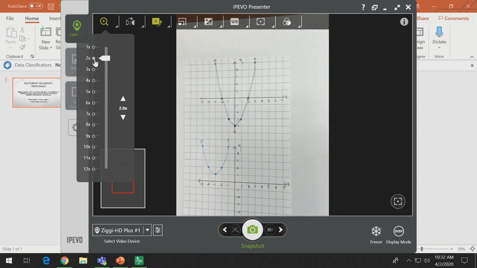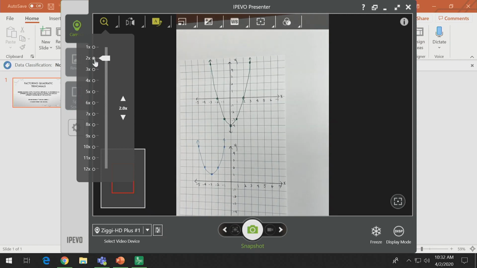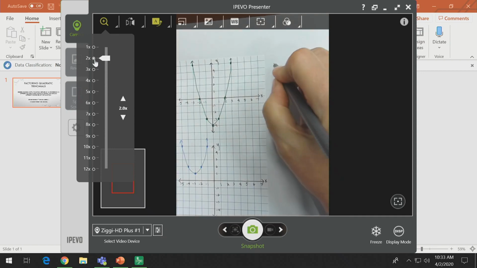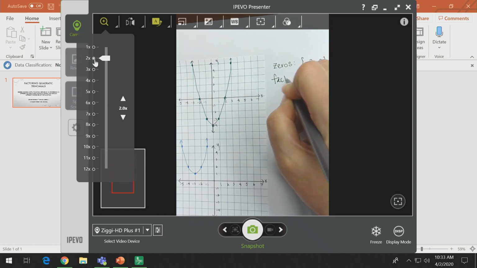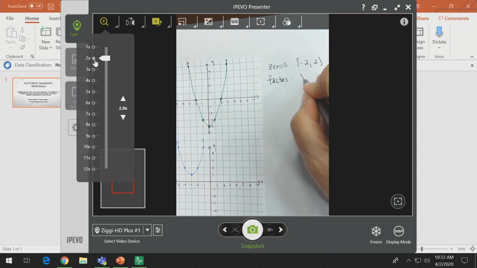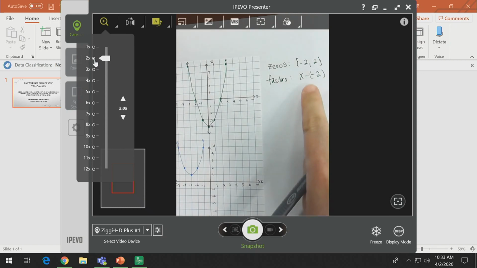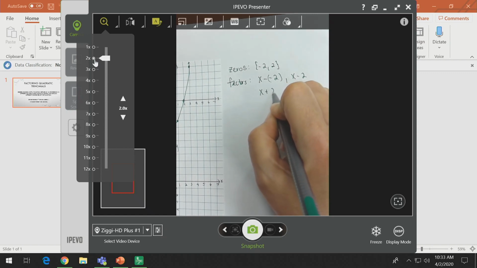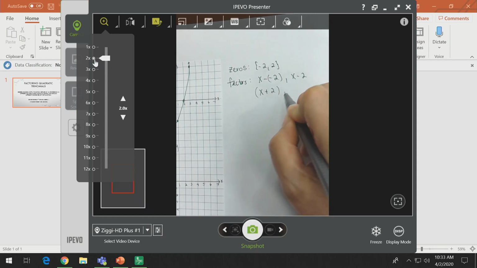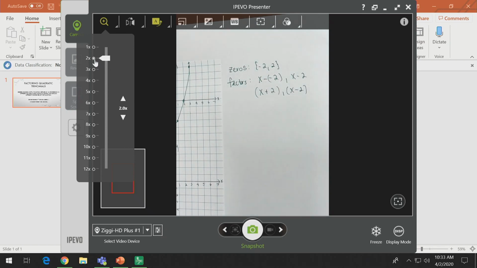So here, for my next example, I've got some zeros, a zero that ends up being negative. So my zeros here are negative 2 and 2. My factors are x minus negative 2. Uh-oh, that's a new one. And then I've got x minus 2. But please remember, when you're subtracting a negative number, what you're really going to do is add those numbers together. So my factors are really x plus 2 and x minus 2.